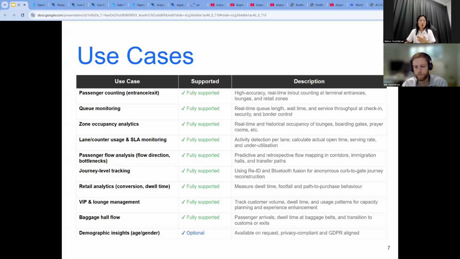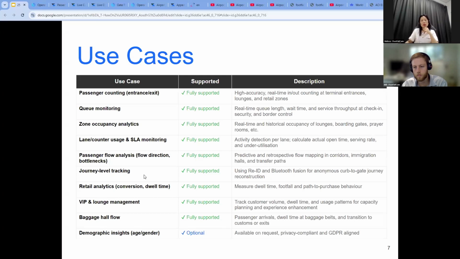Now, passenger flow mapping. So we use AI-based flow detection and trajectory analysis, so we can visualize the flow direction as we showed just now in the live view, and we can detect bottlenecks because of that, and map the movement paths across the corridor, transit area, and those.